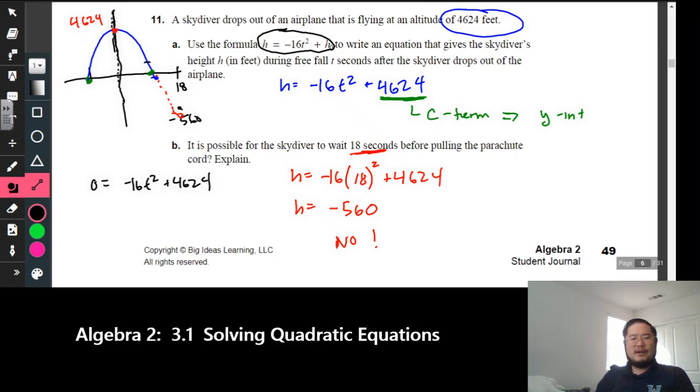All right. So definitely, this is a basic way of showing you how quadratics work and how we could apply that to some real life scenarios. And there is the end of 3.1.